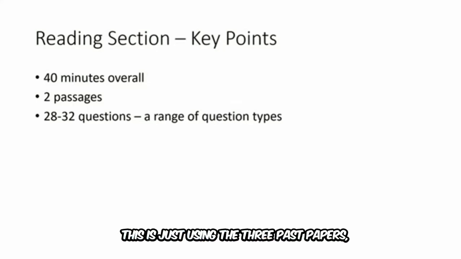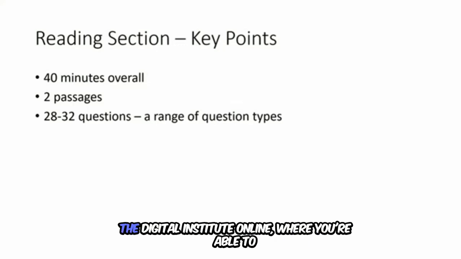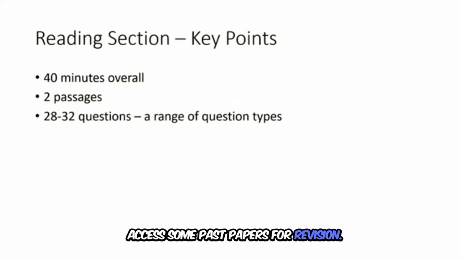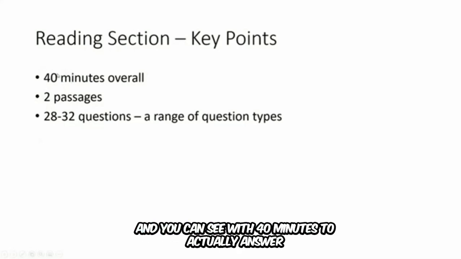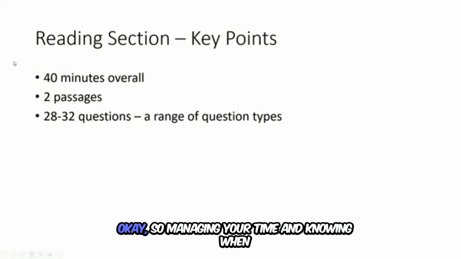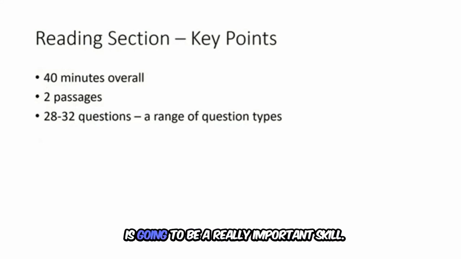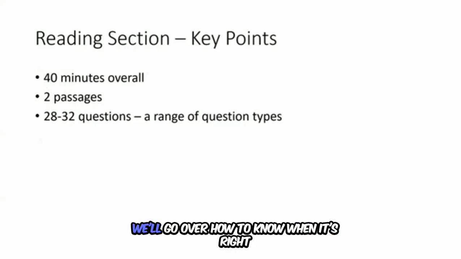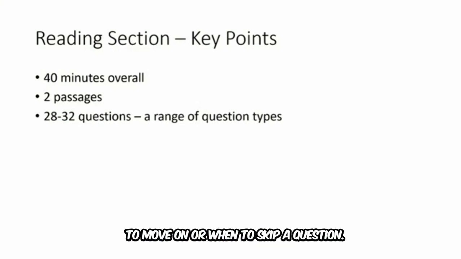This is just using the 3 past papers on the Digital Institute online, where you're able to access some past papers for revision. All of those papers, so the 3 they have listed there, do range between 28 to 32 questions, and you can see with 40 minutes to answer the paper for reading, you're quite tight on time. So managing your time and knowing when it's time to move on from a question is going to be a really important skill. We'll go over how to know when it's right to move on and when to skip a question if you're really stuck. We'll go over that a little bit later.